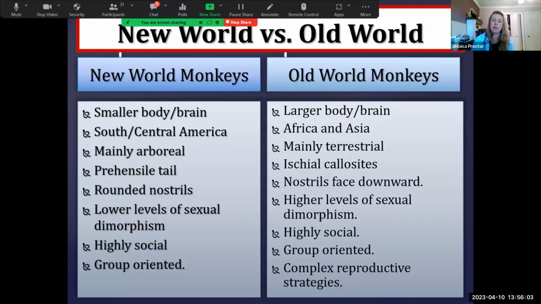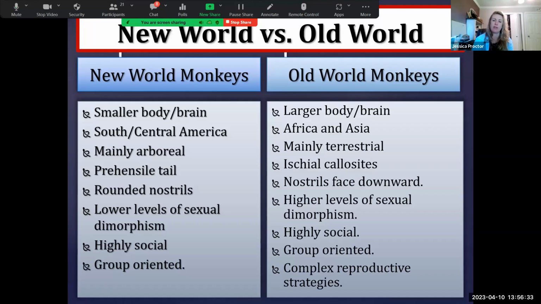Whereas the Cercopithecoids tend to be mainly terrestrial. That doesn't mean they don't occasionally go up in the trees. Of course they do. It just means they tend to spend more of their time on the ground. And then the specialized features: we see the prehensile tail, this tail with the grasping ability, in the New Worlds. We see rounded, side-directed nostrils in the New Worlds. We see lower levels of sexual dimorphism in the New Worlds. They also tend to be highly social, and they tend to be group-oriented.